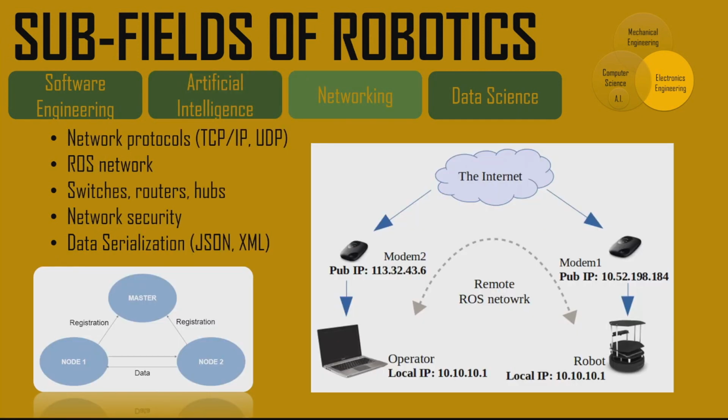You'd need to be connecting to the robotic system from your software interface, and you would need to connect via networking protocols like TCP/IP or Ethernet, and you'd need to use ROS. You'd need to use ROS nodes, the ROS network, to actually access all the different modules of the overall robotic system. Switches, routers, hubs, and also network security would fall under this category. And serialization of the data, we are familiar with the formats JSON and XML.